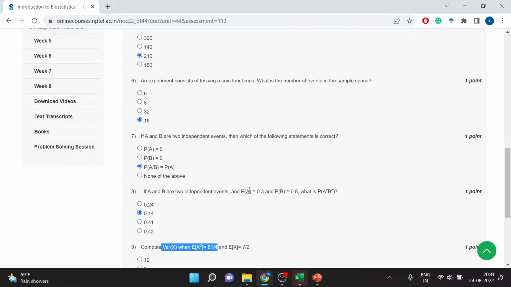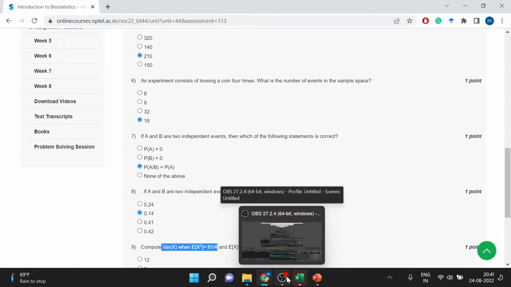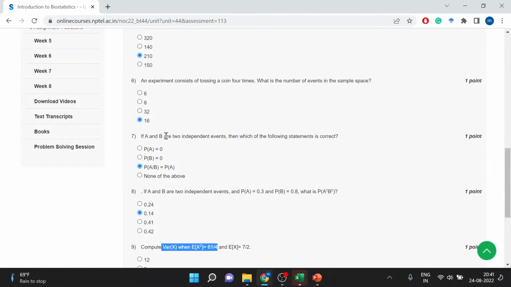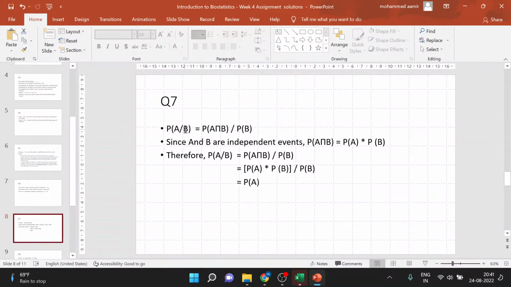Next question is, given A and B are 2 independent events, which of the following statements is correct? So we know that this need not necessarily be true, but one thing that will happen when A and B are 2 independent events is that we know P of A given B is P of A intersection B divided by P of B.